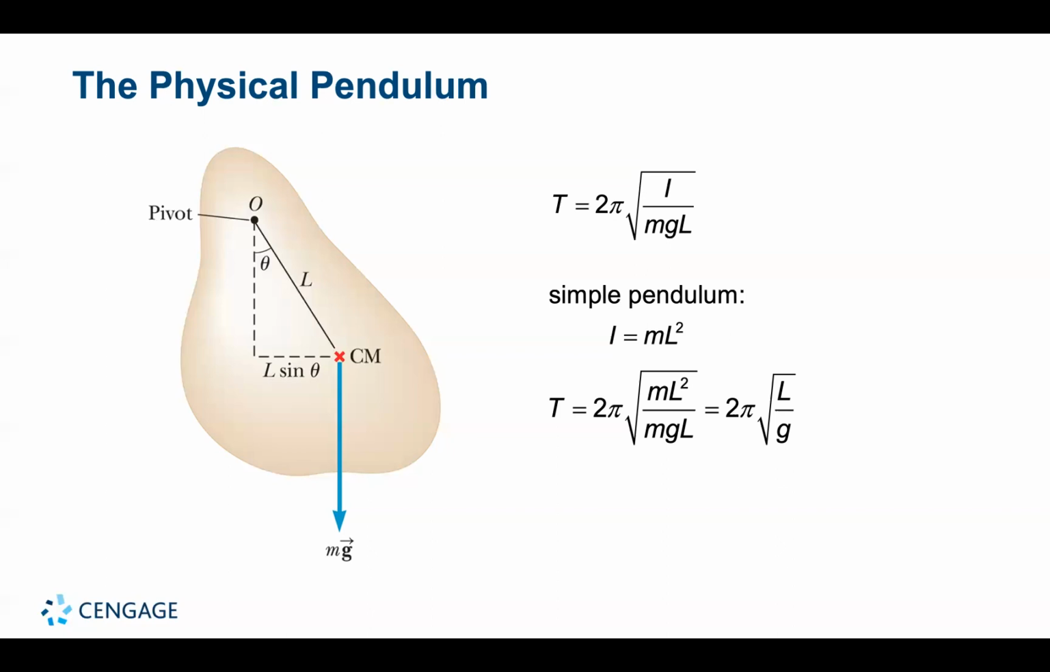As a check, let's take a look at the special case of a simple pendulum with an arm of length L and negligible mass. The moment of inertia is I equals mL squared. Substituting into our equation for the period, we get the expected result.